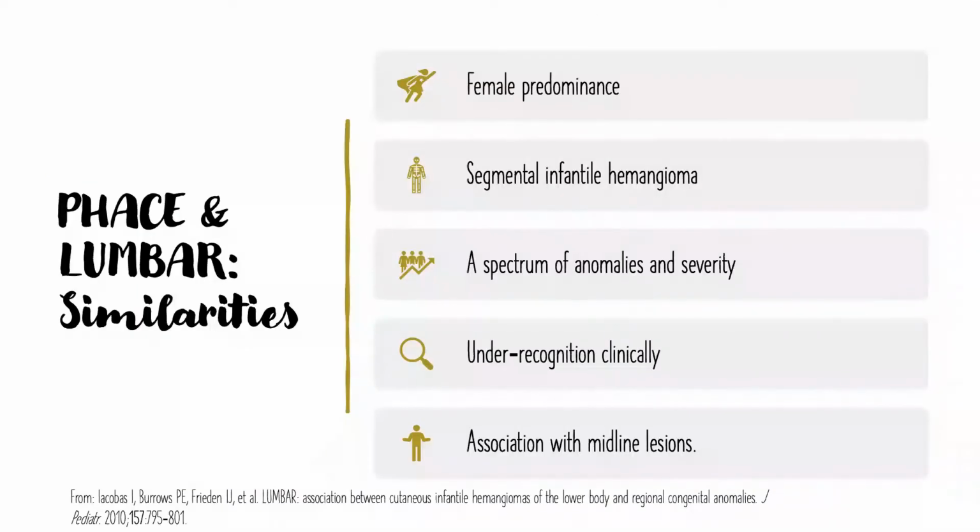As you might have noticed, PHACE and LUMBAR syndromes seem to have a lot of similarities. Some people think that PHACE and LUMBAR are actually the same disease, with PHACE affecting the upper half and LUMBAR affecting the lower half of the body. But because we don't know yet the genetic causes for either of these diseases, we're unable to say if this is true. Some other similarities seen between PHACE and LUMBAR syndrome include female predominance, segmental hemangiomas, spectrum of anomalies and severity, under-recognition clinically, and the fact that both can be associated with midline lesions.